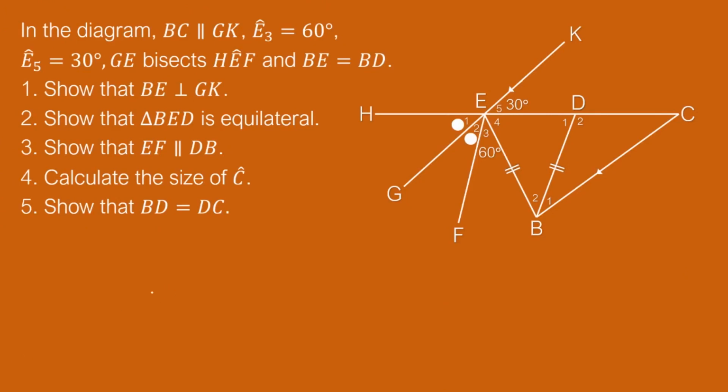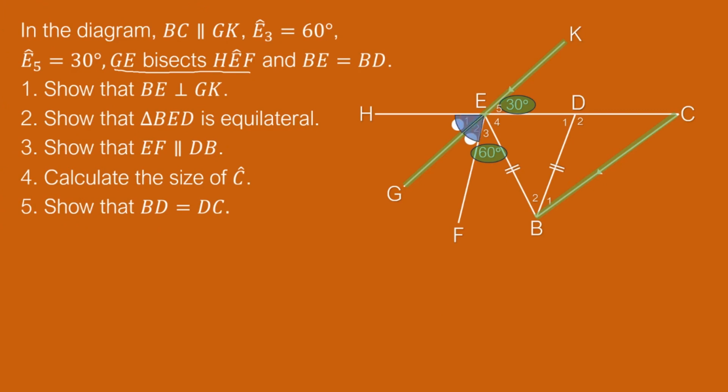Right, let's do the following questions. In the diagram, BC is parallel to GK. E3 is equal to 60 degrees. This is angle E3. Then E5 is 30 degrees. This is angle E5. Then we're told that GE bisects angle HEF, so it means it divides angle HEF into two equal parts.